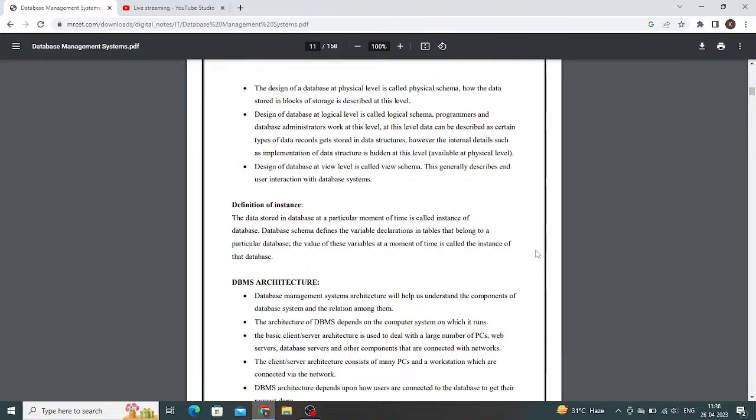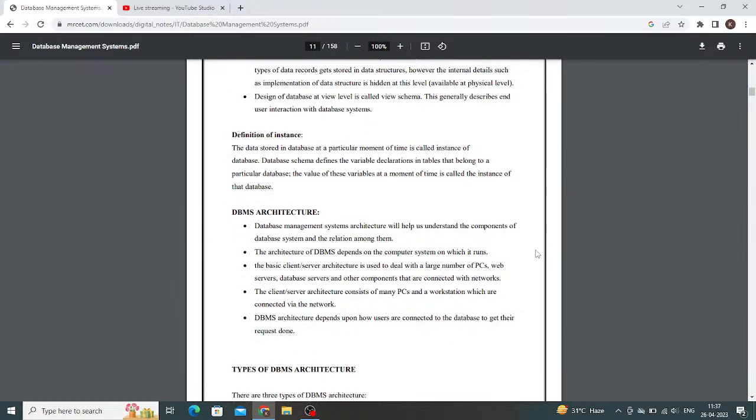The design of the database at the logical level is called the logical schema. Programmers and database administrators work at this level. At this level, data can be described as certain types of data records stored in data structures. However, the internal details such as implementation of the data structure are hidden at this level. The design of the database at the view level is called the view schema. This generally describes end user interaction with the database system.